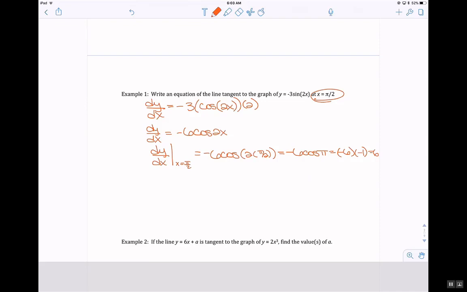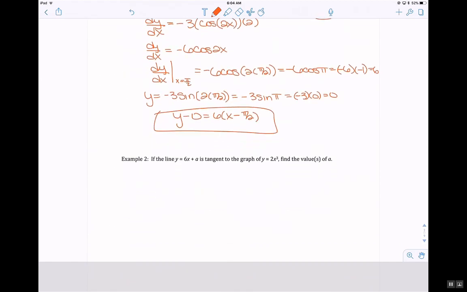To write the equation of my tangent line, I need a corresponding y value to this x value. So y is equal to negative 3 sine of 2x. I'm going to plug in my pi over 2 for my x to find my corresponding y value. So negative 3 sine of pi, and the sine of pi is 0, so this is negative 3 times 0, which is 0. So my corresponding y value is 0. So my equation of my tangent line: y minus 0 is equal to 6 times x minus pi over 2.